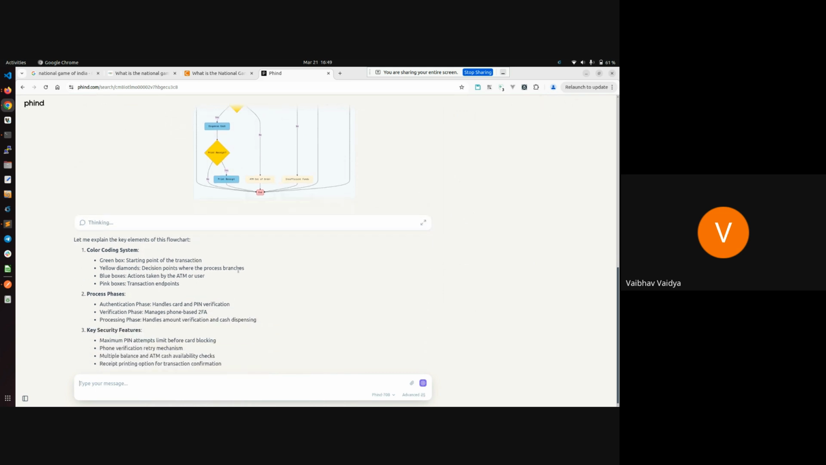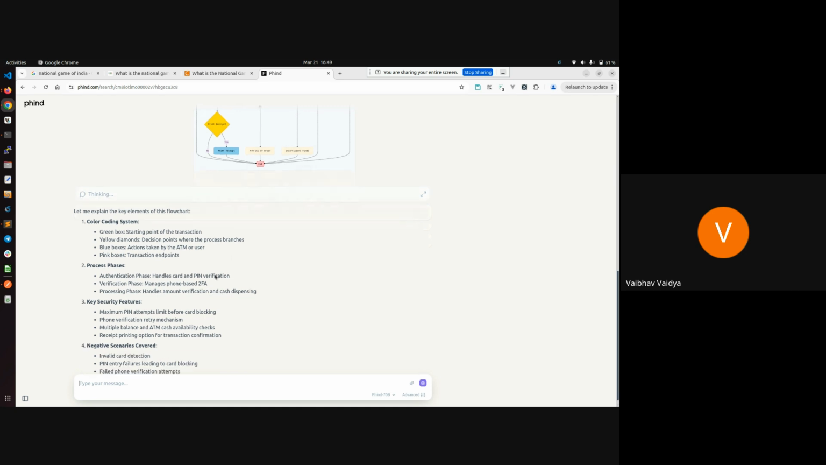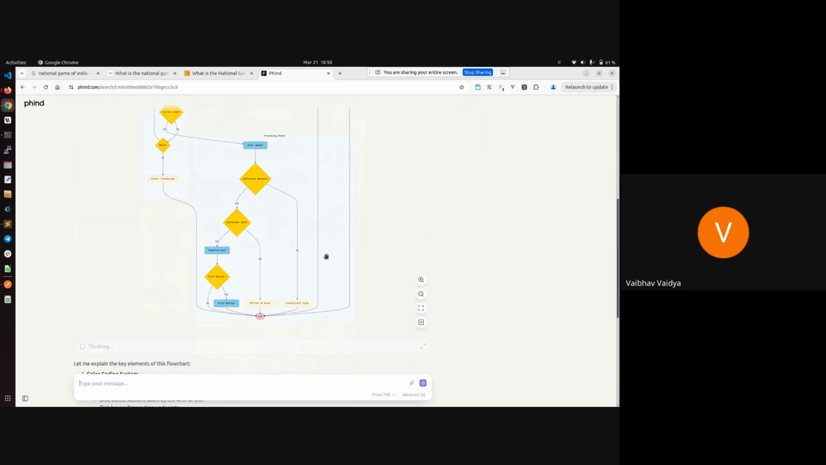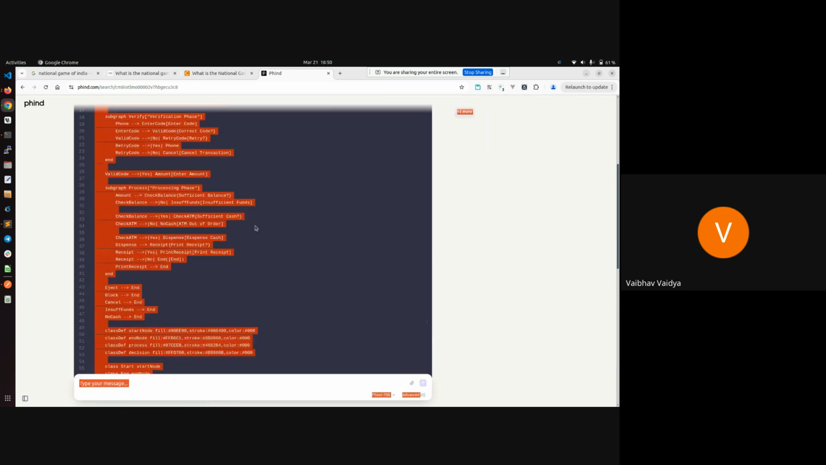It's still generating an output for me. It has also covered many negative scenarios. Let's take this output now. Okay, this is fine.